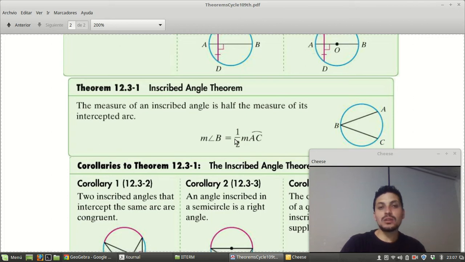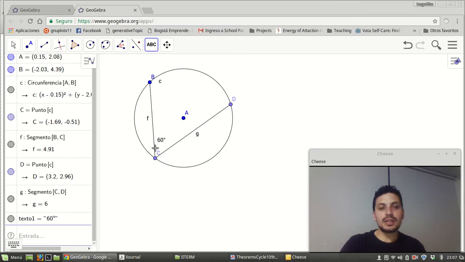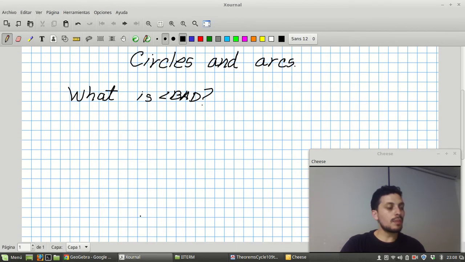So the inscribed angle is a half of the measure of the arc. But remember that in this case, the arc is referring to the central angle, so it will be the same, a half of the measure of the central angle. So what we just have to do is to check here, what is the inscribed angle? 60, and we need to know the central angle. Now we're going to find it.